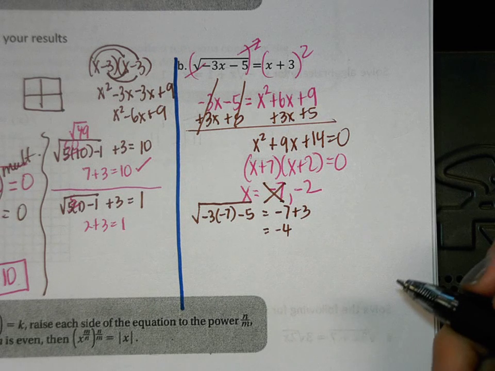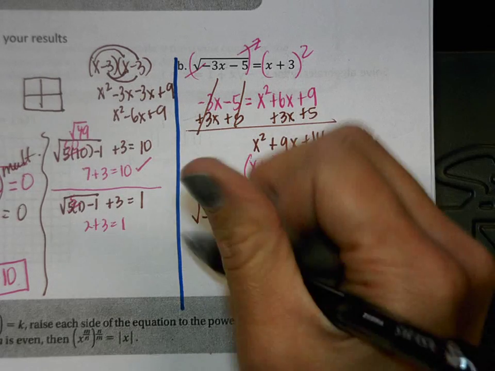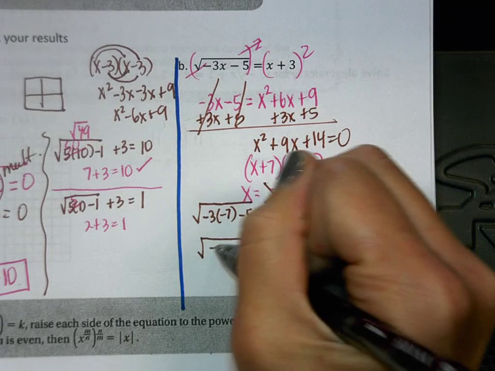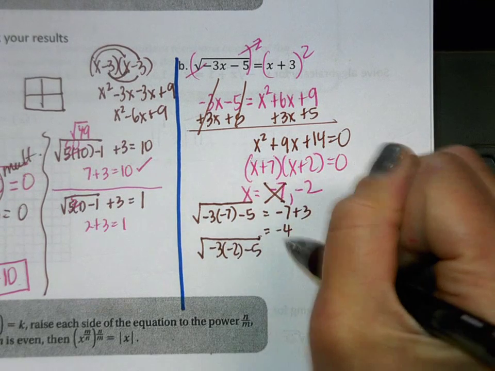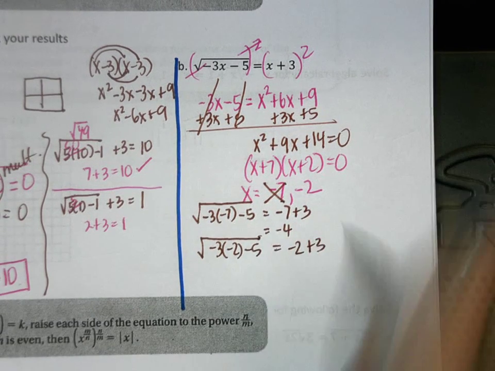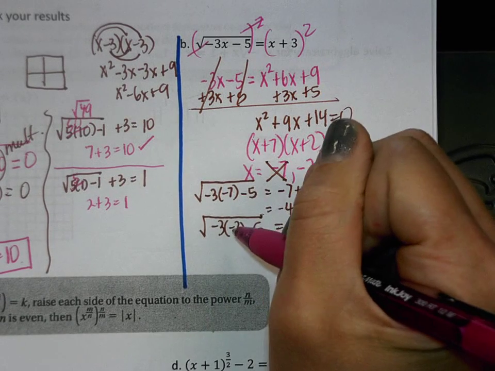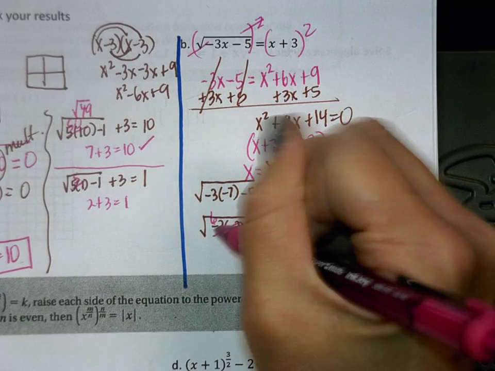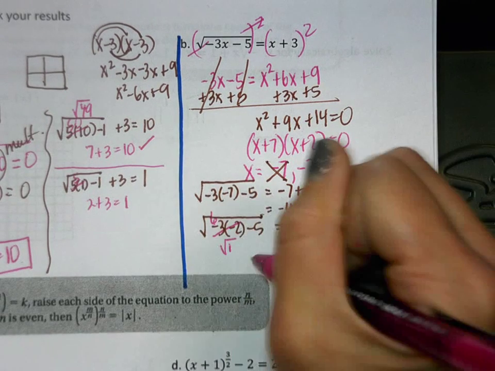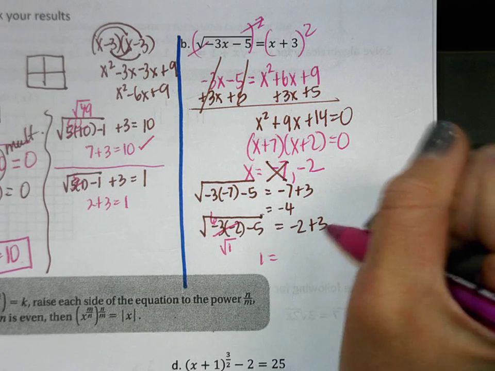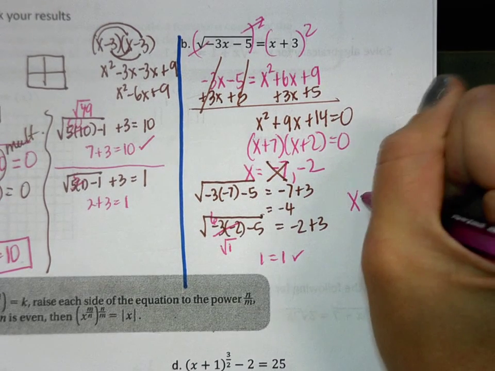Do you guys understand that? Okay. So now let's try negative 2. Hopefully this one works. So we have the square root of negative 3 times negative 2 minus 5 equals negative 2 plus 3. So when I'm simplifying this one, negative 3 times negative 2 is positive 6, and 6 minus 5 is 1. And what is the square root of 1? 1. And that equals negative 2 plus 3, which also equals 1. So that means my answer is x equals negative 2.